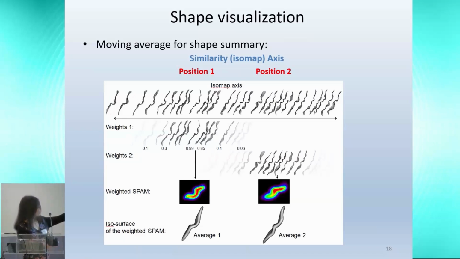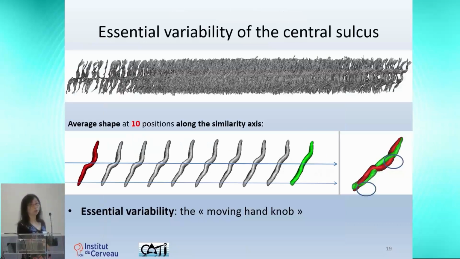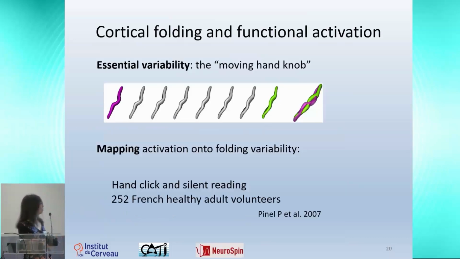So again, this side is more a single knob. We call it a single knob. There's only one knob. And the other side is a double knob organization. So if we plot it onto one axis, you can observe that at one side there's a more single knob organization, and on the other side there are two knobs. We call it essential variability. It's like the idea of the PCA, and we have one major variability trait, which is the moving knob.